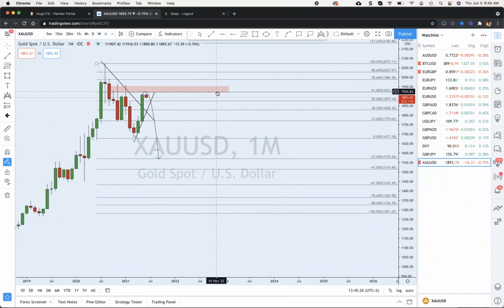I'm expecting gold to go to 1923. I don't know why, it just seems like it's in a weird spot for me. It could drop from here, but I honestly think it's going to go up to 1920 something, then drop. Because again, it's just in an awkward spot. I don't know if you trade gold, but gold loves supply.